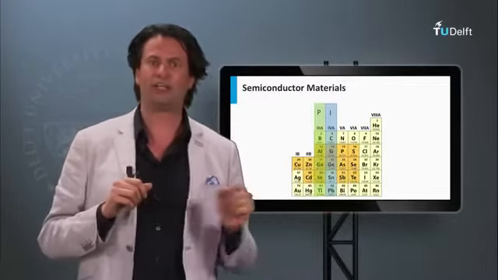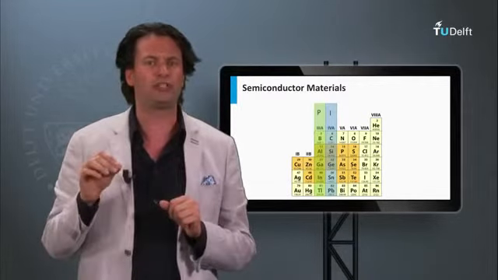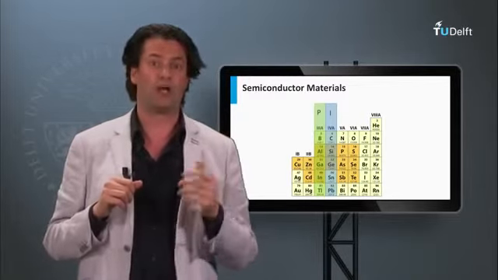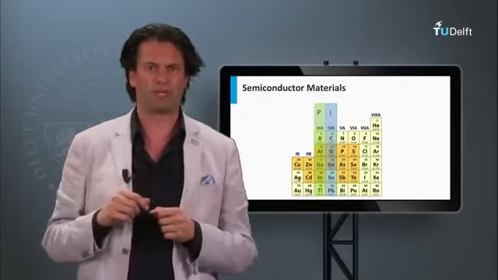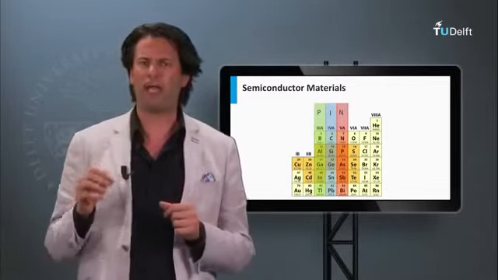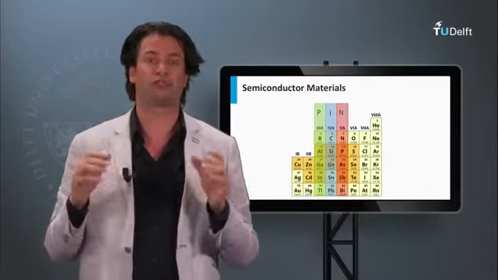At the left side of the column with 4 valence electrons, we see that we have materials with only 3 valence electrons, like boron, aluminum and gallium. On the right side of the silicon in the periodic table, we have atoms which have 5 valence electrons, like nitrogen and phosphorus.